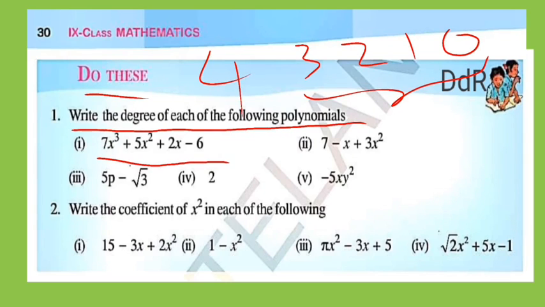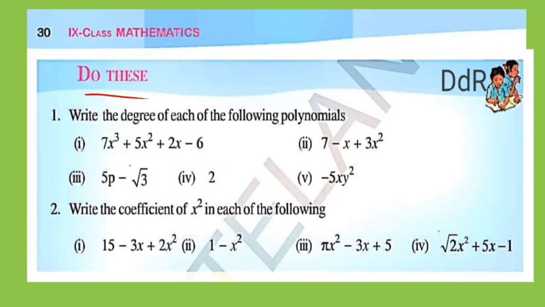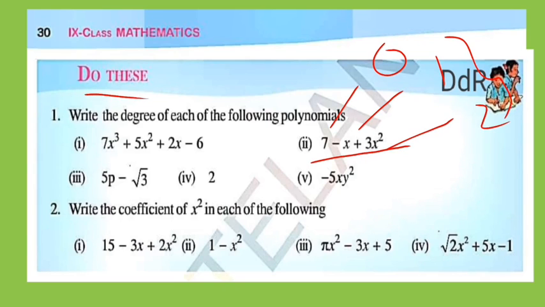1, and the fourth term is a constant, its degree is 0. Now which is the greatest one? Yes, 3 is the greatest one. So 3 is the degree of the given polynomial. Next, coming to the second question, 7 minus x plus 3x square. Here how many terms are there in the second question? Yes, 3 terms are there. First term degree 0, second term degree 1, third term degree 2. So the greatest one is 2. So the degree of the total given polynomial is 2.